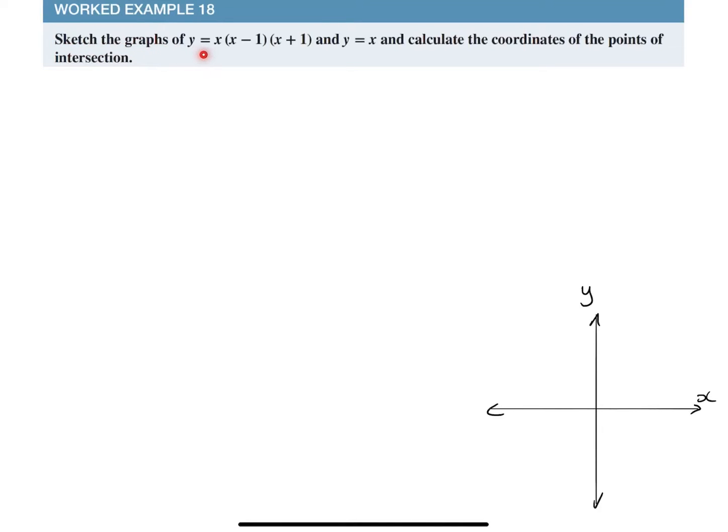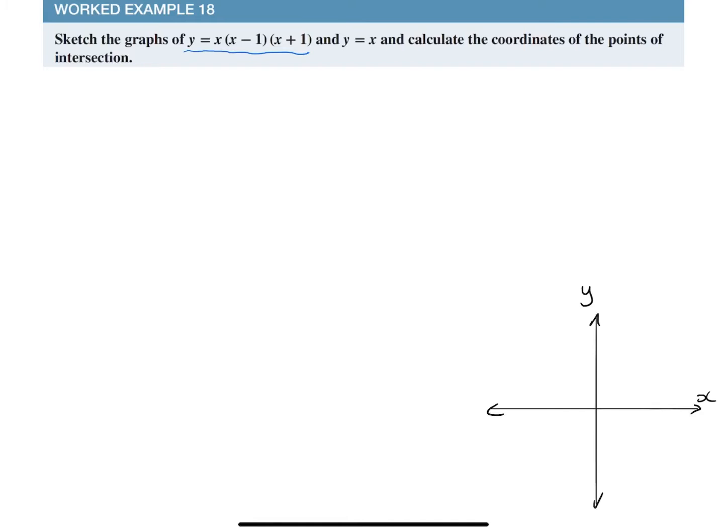Sketch the graph of y equals x times (x minus 1) times (x plus 1), and y equals x, and calculate the coordinates of the points of intersection. Okay, so let's just start one step at a time. The first thing we're going to do is draw the graph of this.